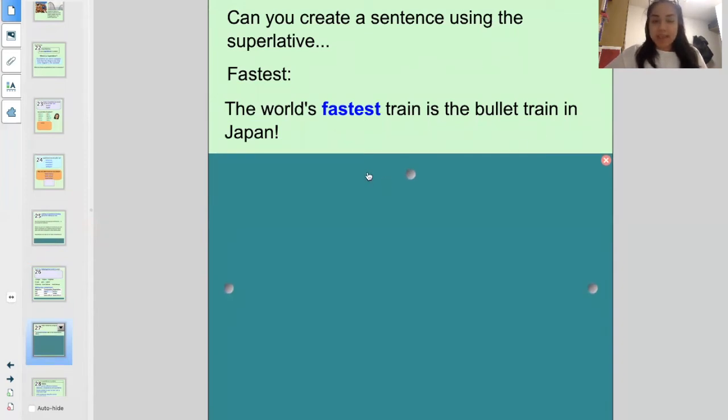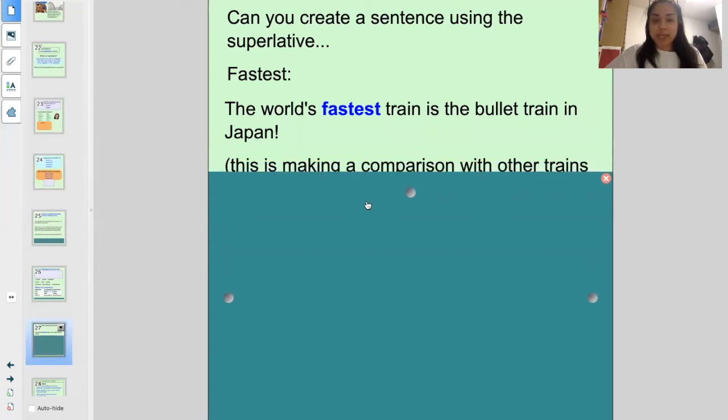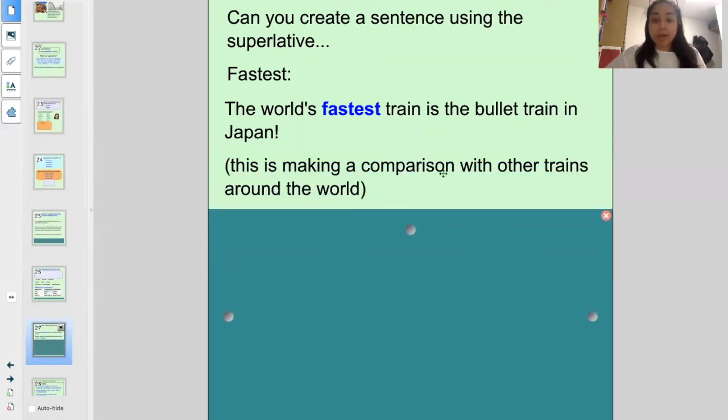Okay, so there I've used fastest in context. So this is making a comparison with other trains around the world without actually mentioning compared to other trains, the bullet train is faster. It's saying it is the fastest, it's the top of that list, okay?